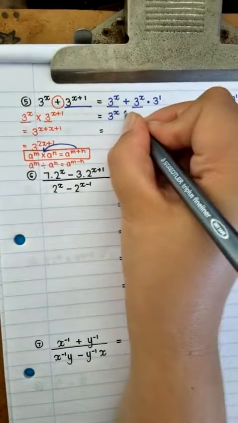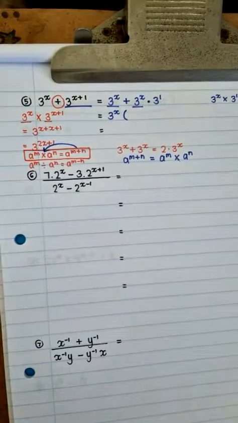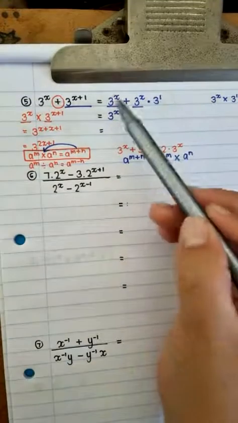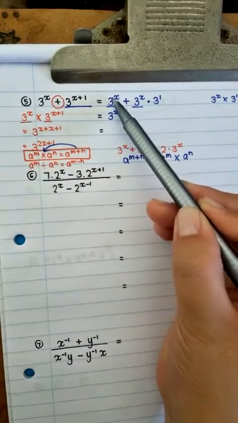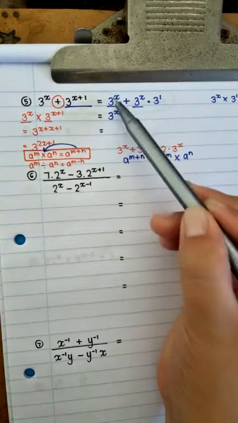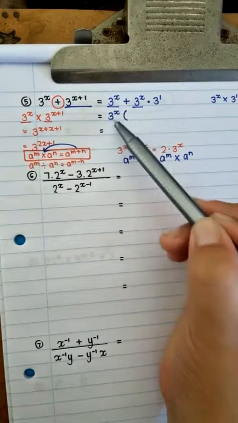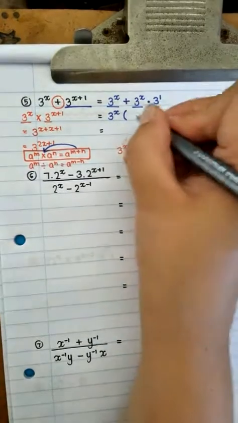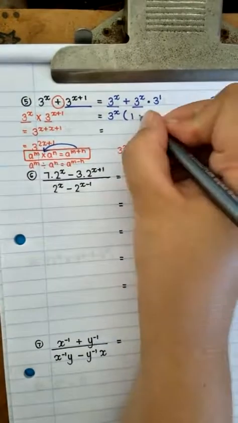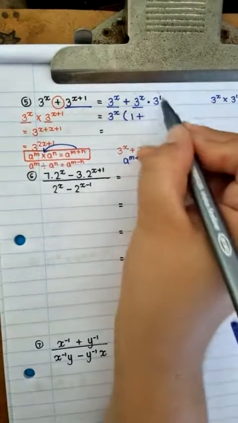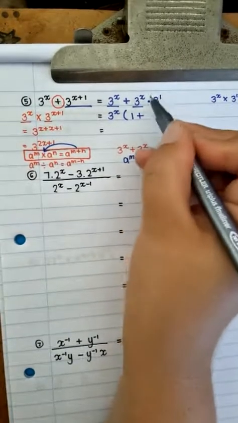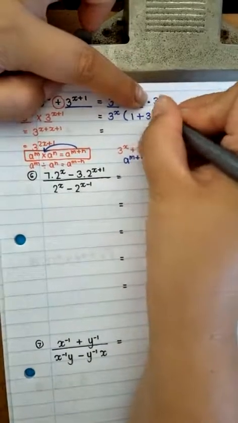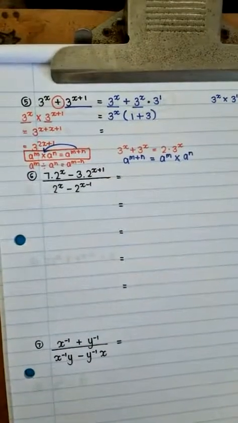And remember, when we take something out as a common factor, we actually are dividing each term by that factor. So if you have 3 to the x and you're taking out 3 to the x from that, you're dividing by the common factor. What is 3 to the x divided by 3 to the x? It's 1, right? Plus, now I'm looking at my second term. If I divide it by 3 to the x, I am left with 3 to the 1, which is the same as 3.